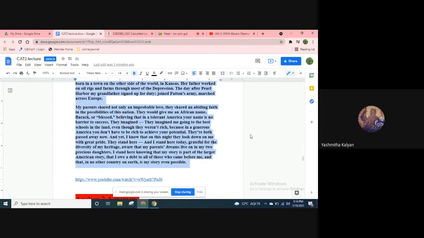They are both passed away now, and yet I know that on this night they look down on me with great pride. They stand here, and I stand here today, grateful for the diversity of my heritage, aware that my parents' dreams live on in my two precious daughters. I stand here knowing that my story is part of the larger American story, that I owe a debt to all of those who came before me, and that in no other country on earth is my story even possible.